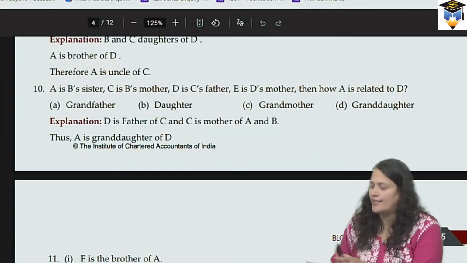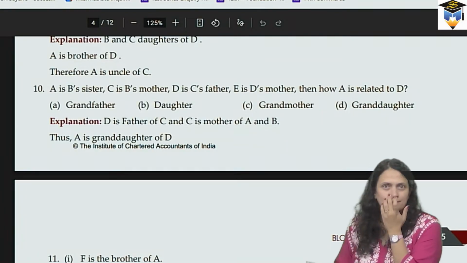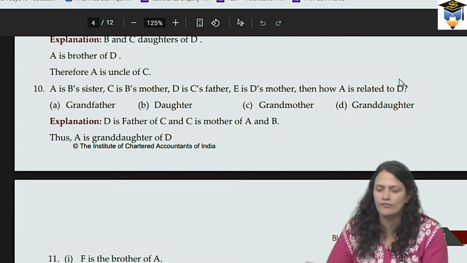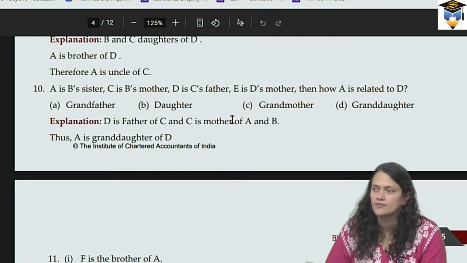Okay, so does anyone have any doubt? If you have any doubt, let me know. We will solve it together. Govardhan, which one do you want to do?